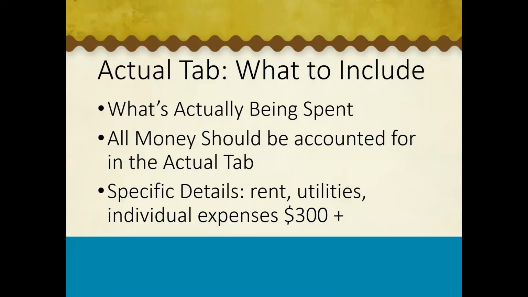So we will also ask for some specific details. We want information about rent, about utilities, and about individual expenses, $300 or more. As much as possible, we want specific details about those items. But we are flexible overall with other items about how much detail is shared.